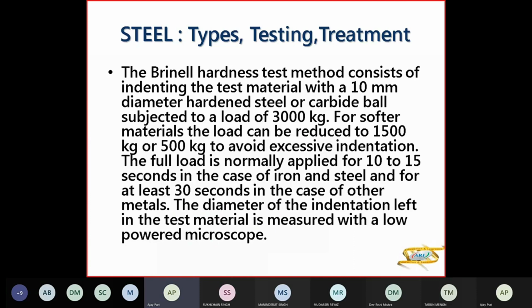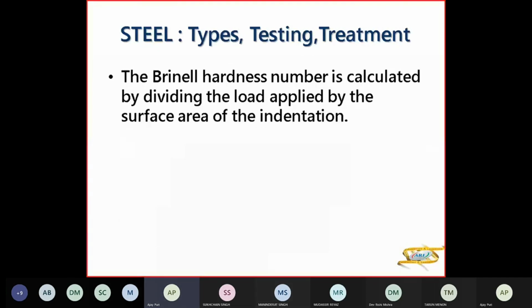So it consists of indenting a test material with a 10 mm diameter hardened steel or carbide ball subjected to a load of 3000 kgs. For softer material, the load can be reduced to 1500 or 500 kgs to avoid excessive indentation. So that's applied for 10 to 15 seconds for iron and steel, and 30 seconds for other metals. The diameter of indentation is checked with a low powered microscope. So Brinell hardness number is calculated by dividing the load by the surface area in mm of the indentation.